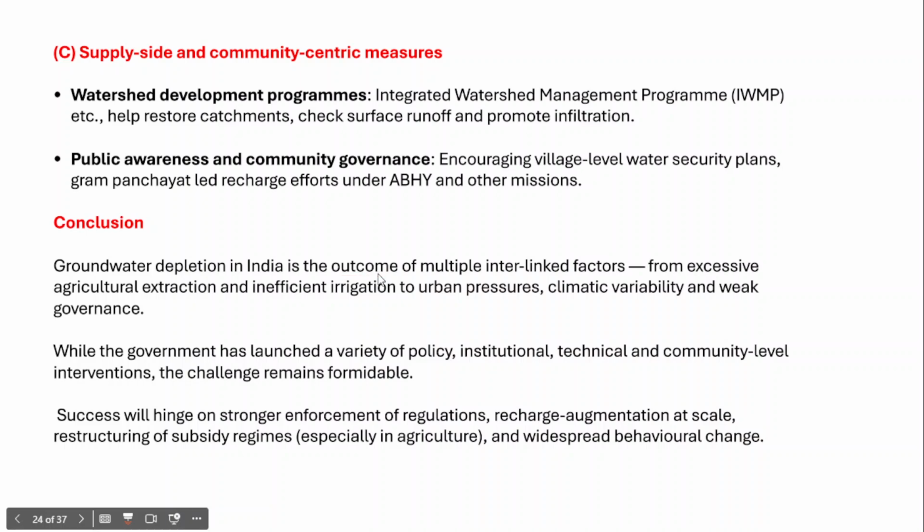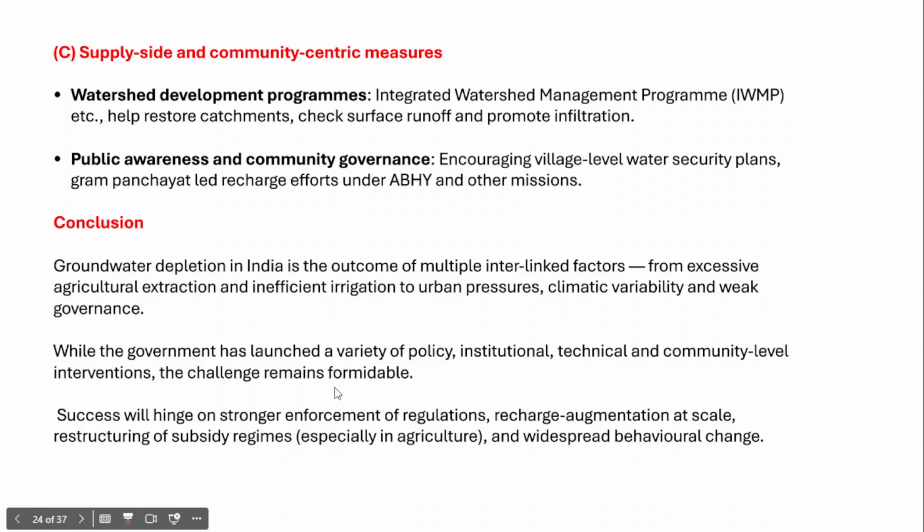In the conclusion of this answer, groundwater depletion in India is an outcome of multiple interlinked factors. Groundwater depletion is not solely dependent on one single factor. There are a number of factors responsible for it, and these factors are interlinked with one another. For example, excessive agricultural extraction, inefficient irrigation, urban pressure, climate variability and even weak governance at different levels. All these factors are responsible for the depletion of groundwater resources at a faster pace. The government has launched a variety of policy, institutional, technical and community level interventions.